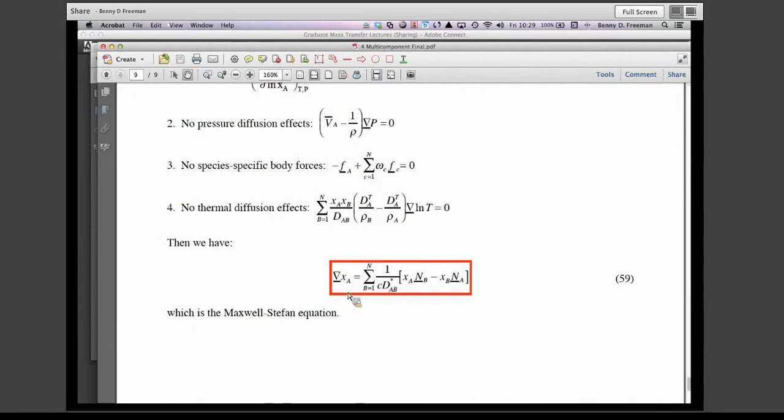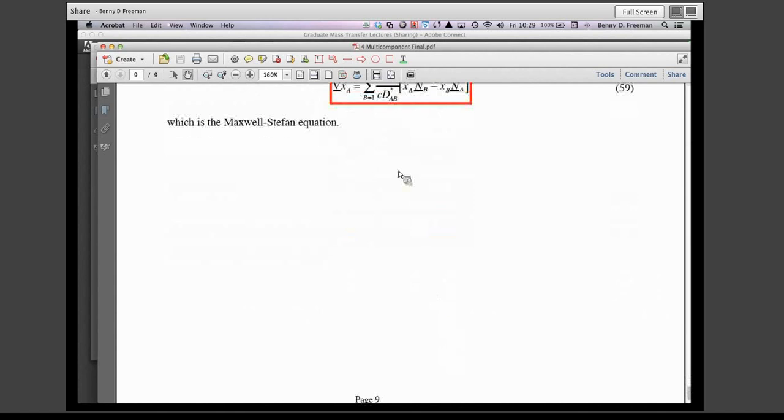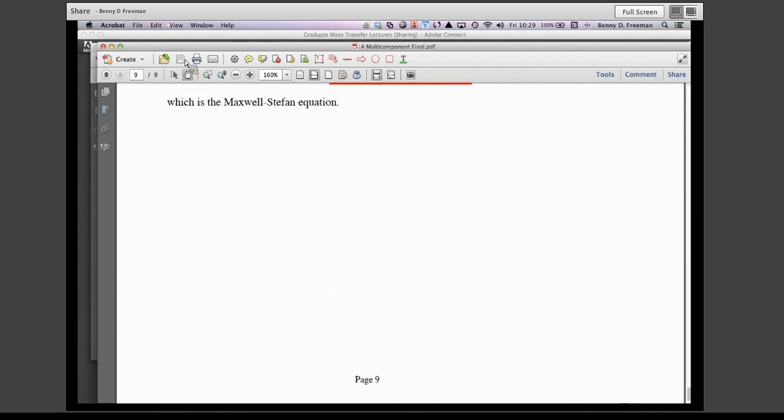It relates the gradient in the mole fraction of component A to the molar fluxes of A and B in a multi-component system. You can write one of these equations for each of the components in a system. Of course, only n-1 of them are independent, because if you sum up n-1 of these mole fractions, you get the final mole fraction. So these are the Stefan-Maxwell equations, and it turns out that this is a useful approach to modeling mass transfer in multi-component systems, and I'll show you how to do that a little bit later. Now that's the end of our discussion of the multi-component system.